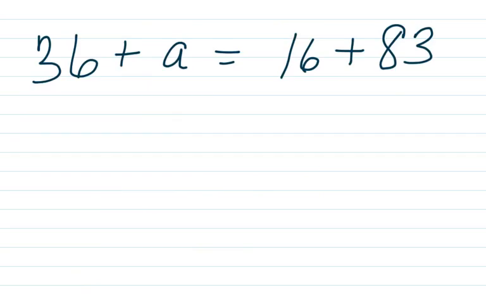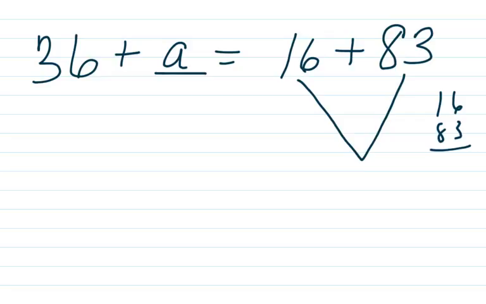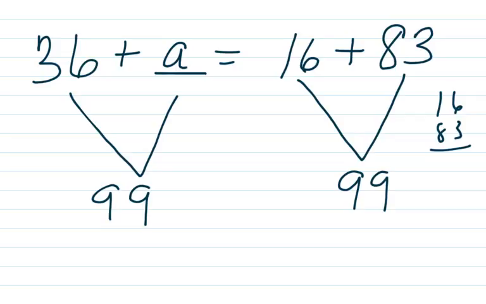So let's go to some practice problems. So remember, we're trying to balance equations. So right here on this side we have 16 + 83, and over here we have 36 + a. But we want to figure out what a is. So first thing we do, we add up 16 and 83. I'm going to do it to the side. 16 + 83 is going to be 99. So we already know that this side over here is going to be 99. We just have to figure out what a equals.